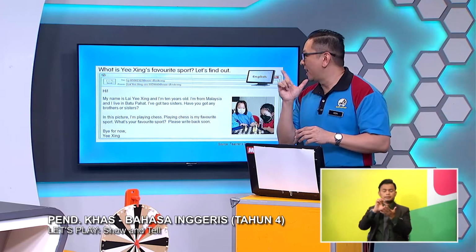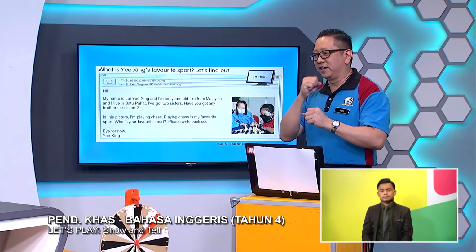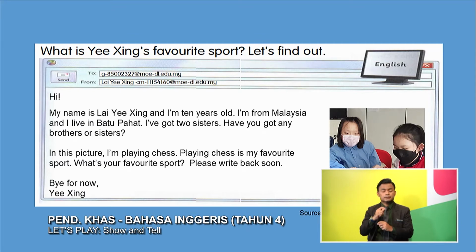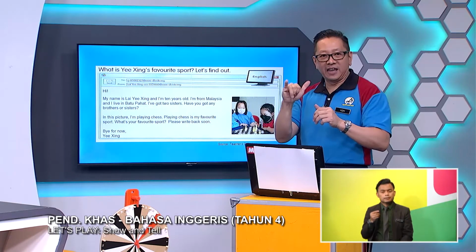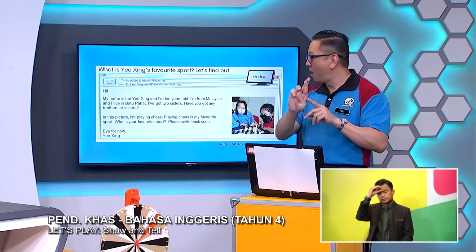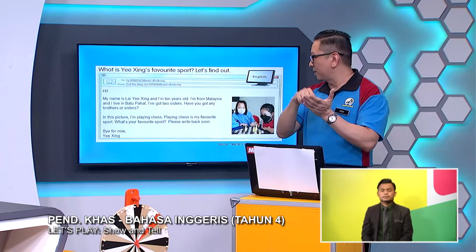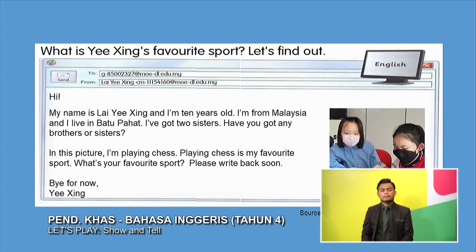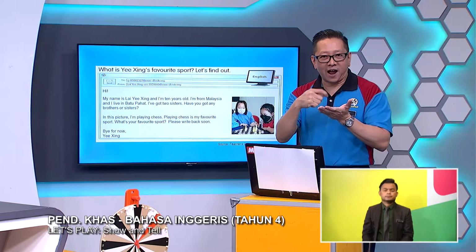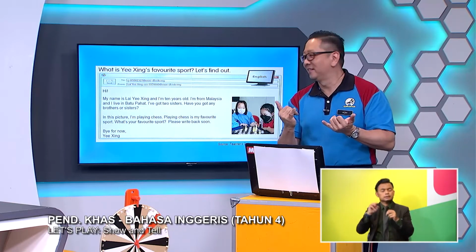My name is Lai Yixing, and I am 10 years old. I'm from Malaysia, and I live in Batu Pahat. This is the sign for Batu Pahat. I've got two sisters. Have you got any brothers or sisters? In this picture, I am playing chess. Playing chess is my favorite sport. What's your favorite sport? Please write back soon. Bye for now. And with name, Yixing.